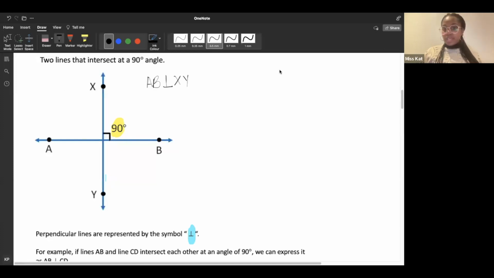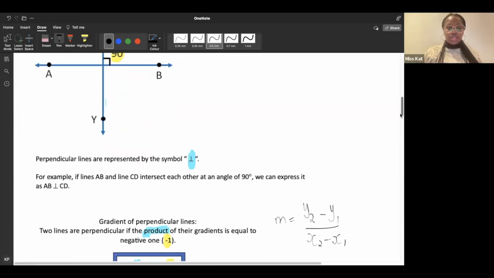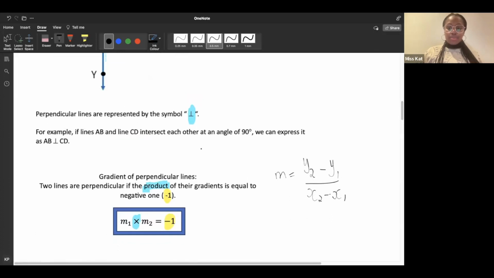Okay, guys, we're talking about perpendicular lines. That means lines that cross at 90 degrees. Now, if we multiply their gradients, they're going to give us an answer of -1.